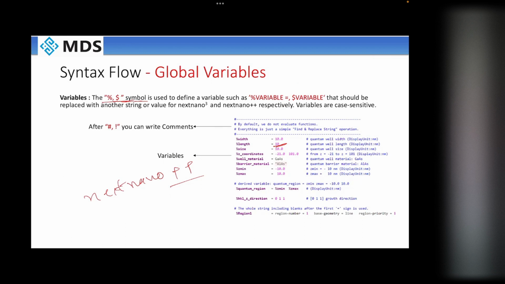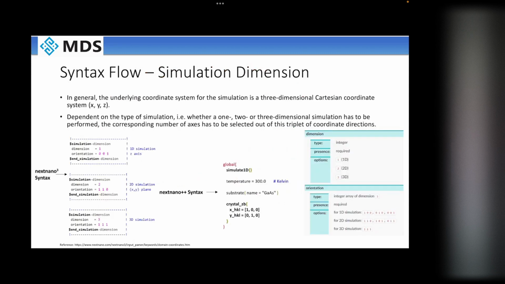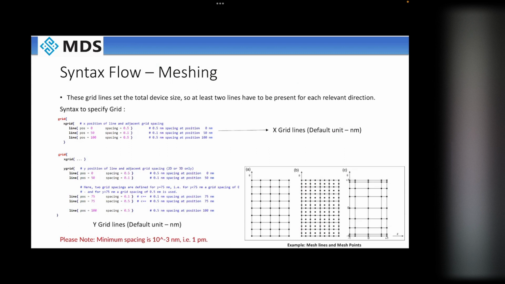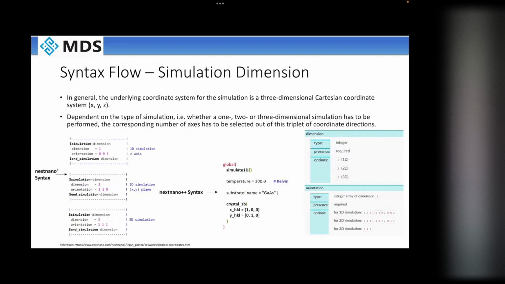Okay, now coming to the simulation dimensions. Three kinds of simulation dimension you can use: 1D, 2D, and 3D. So which dimension should you choose? That's another question.